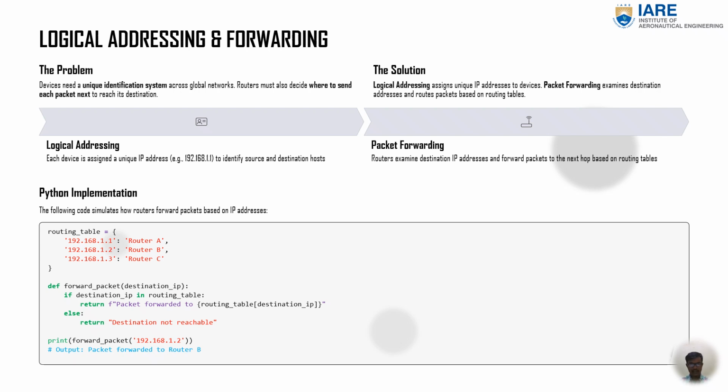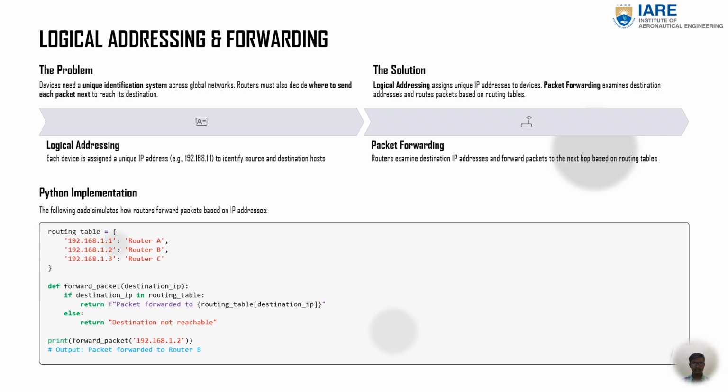Let's simulate this entire process in Python. This is a simple simulation of packet forwarding in computer networks done in Python. Let's talk about this code. This code simulates a basic function of the routing table in packet forwarding. In real networks, routers decide where to send a packet based on the destination IP. This decision is made using a routing table.